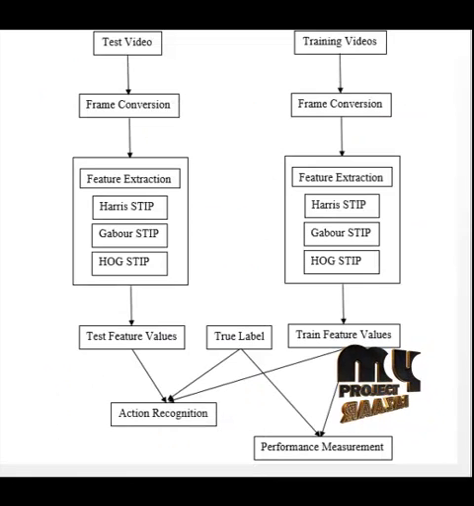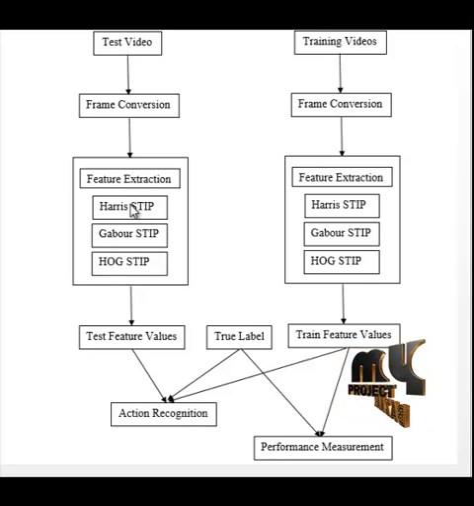Let me show the flow of the process. First, the test video is taken and converted into frames. Then pre-processing is applied; for pre-processing, a median filter has been used. Then the process moves on to feature extraction. In feature extraction, first the Harris STIP features were extracted.